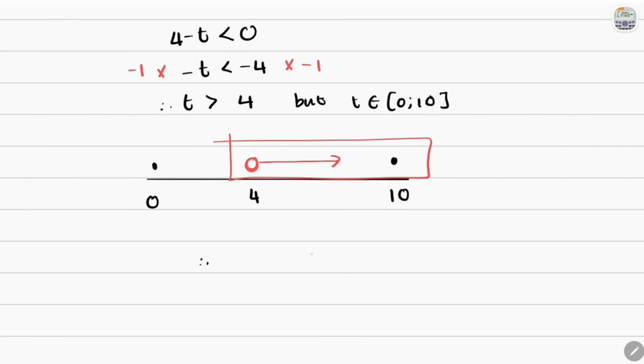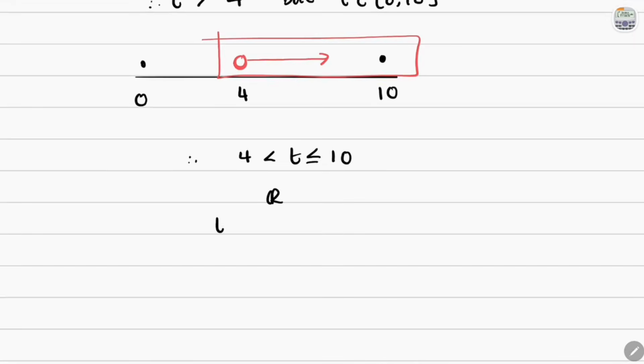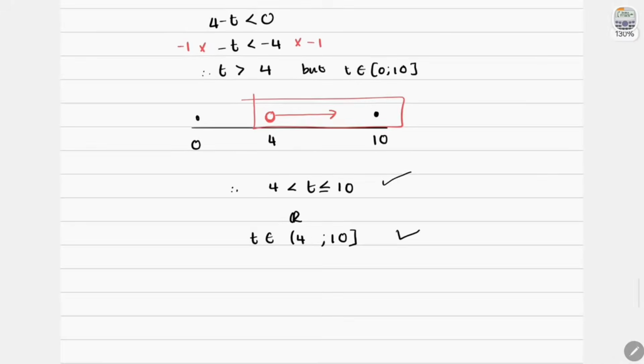To specify that, you need to tell them that t goes from 4 to 10, but just greater than 4 and less than or equal to 10. So I'll say greater than 4, but less than or equal to 10, and that will be my answer. You could also write it in interval notation. So t is an element of, going from 4 to 10. But we're saying greater than 4, not equal to 4, so I'll use a round bracket there, and then equal to 10, so a square bracket there. That's what it would look like. So either way is fine, and that is our answer.